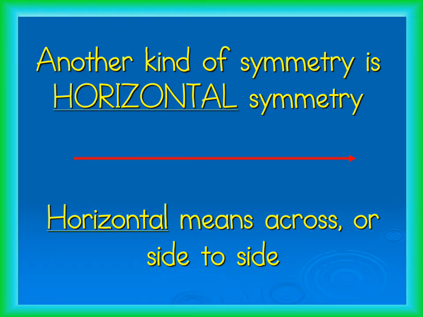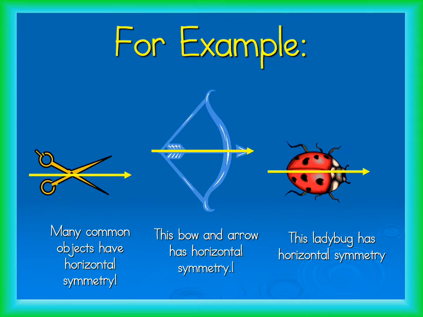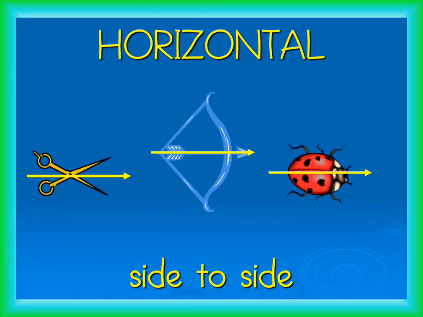Another kind of symmetry is horizontal symmetry. Horizontal means across or side to side. For example, many common objects have horizontal symmetry. This bow and arrow has horizontal symmetry. This ladybug has horizontal symmetry. Horizontal means side to side.